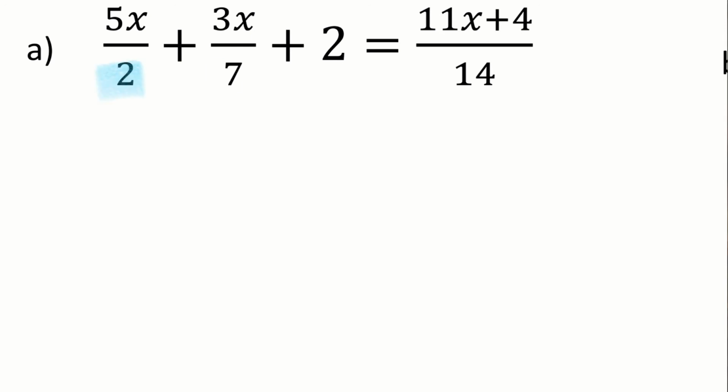I see a factor of 2, a factor of 7, and 14. Well, it turns out 2 times 7 is 14. So if I push factors of 2 times 7 throughout the entire problem, it will clear all of my fractions. And that's going to be my strategy here.